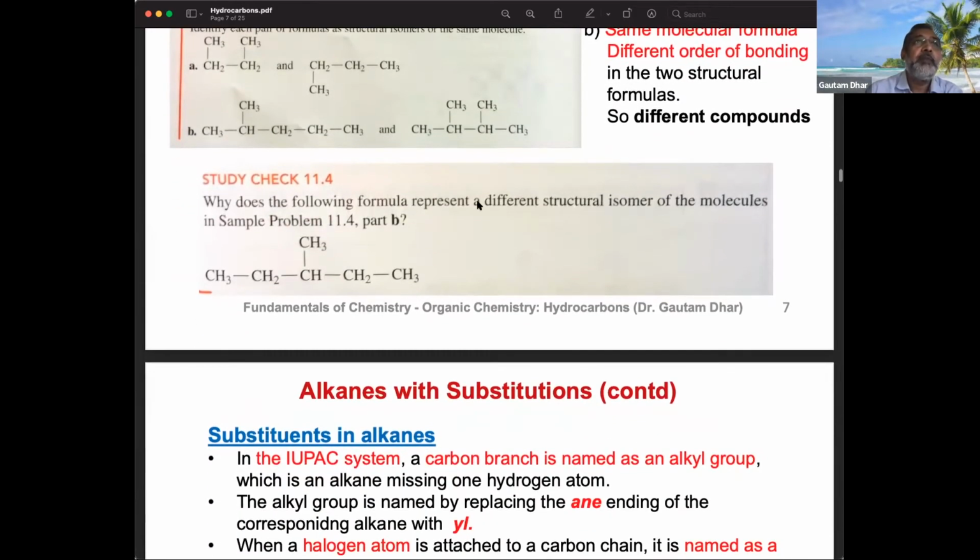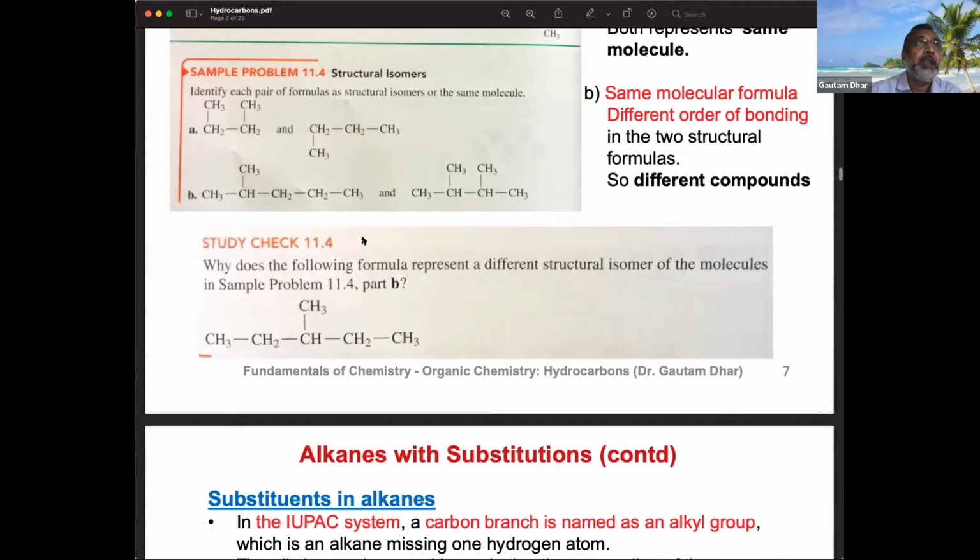Why does the following formula represent a different structural isomer of the molecules in problem 11.4? Part B. So part B, you can see these two compounds. Now compare, the study check. Are they same or different? So we notice that these two are different. The third one, is there any similarity with the other two?